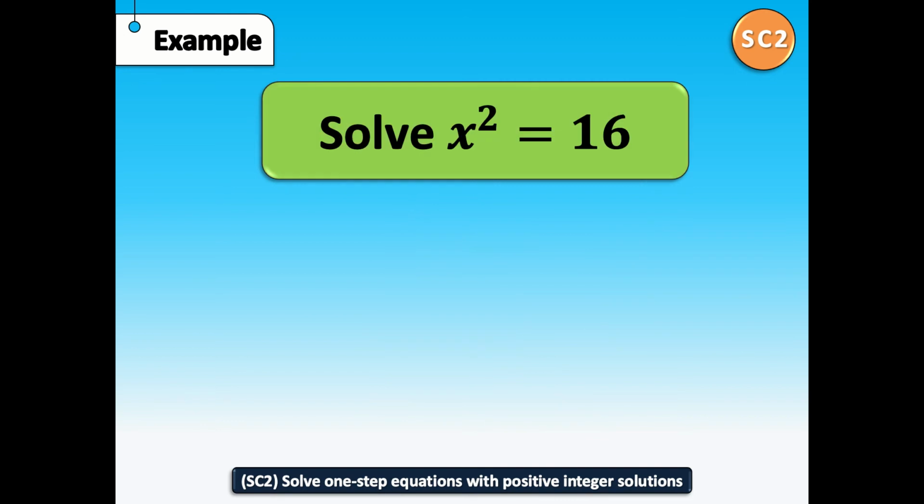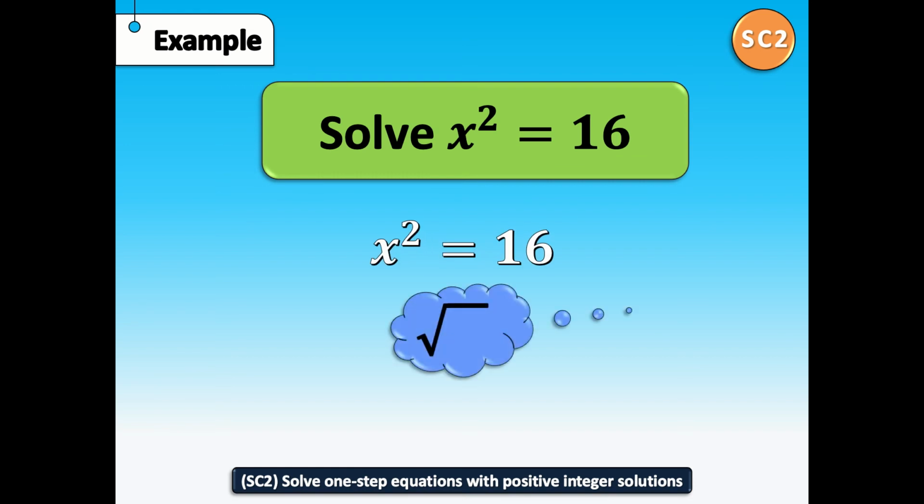Again, for this question, we want to solve x squared equals 16. So what number, when we square it, when we times it by itself, makes 16? So if we do the inverse of squaring something, which is to square root it, so the square root of 16, we get x equals 4.